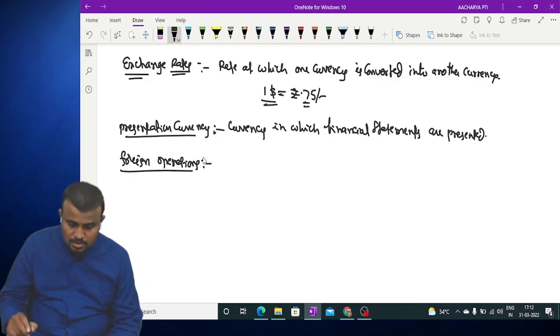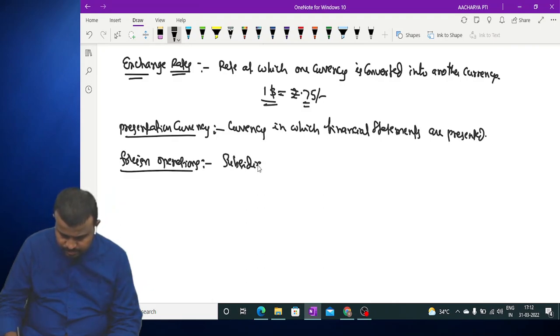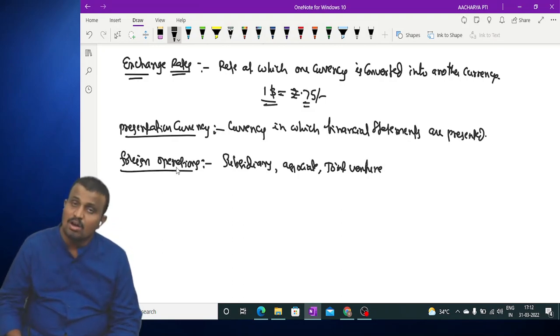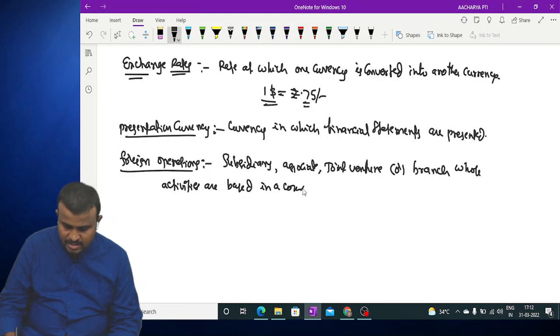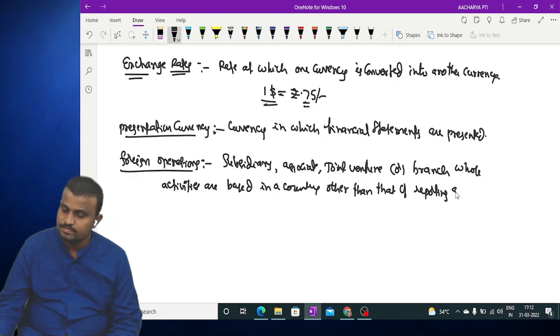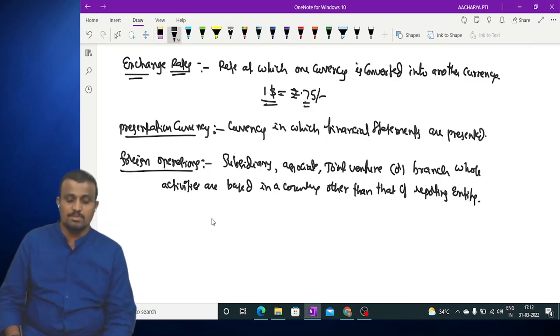And another one is foreign operations. So what is meant by foreign operations? Foreign operations are any subsidiary or associate or joint venture or branch whose activities are based in a country other than that of the reporting entity.